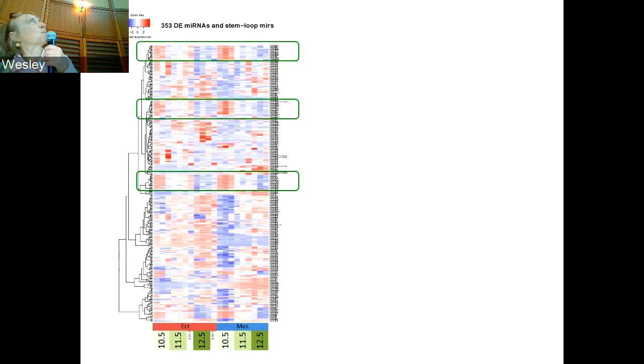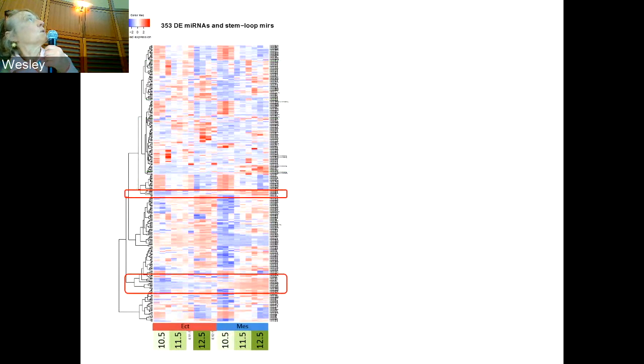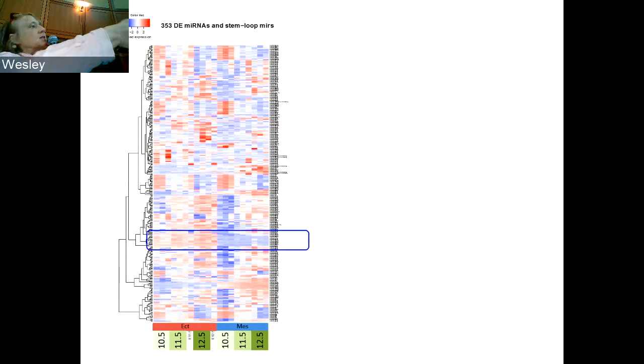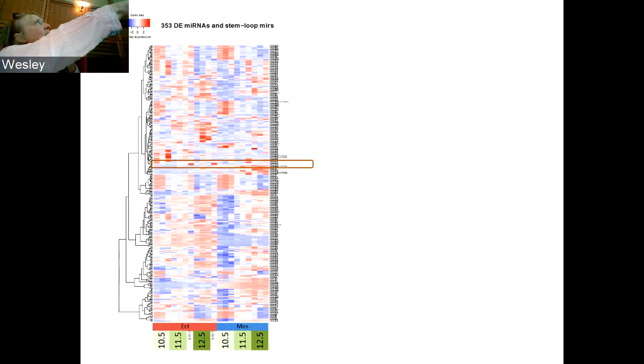So we see things that separate out here by age. These are groups of microRNAs that are expressed early but not late in both the ectoderm and the mesenchyme. We see things that are expressed primarily in the mesenchyme but not the ectoderm. We see things that are expressed primarily in the ectoderm but not the mesenchyme. We see odds and ends of things.